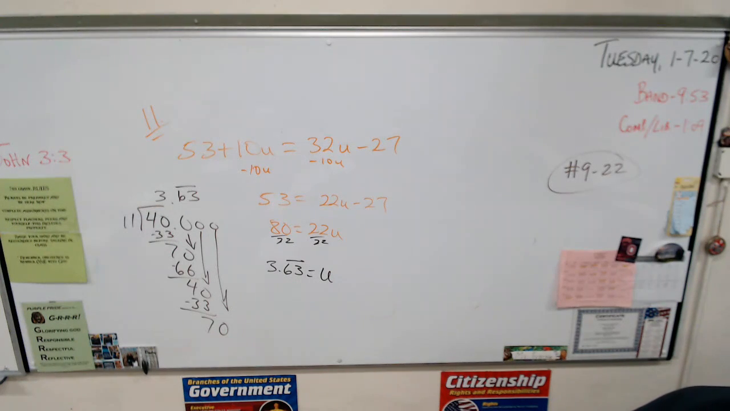Number 13, everything's going to be multiplied by 9. Number 14, everything's going to be multiplied by 10. Number 15, everything's going to be multiplied by 6. Number 16, everything's going to be multiplied by 12.